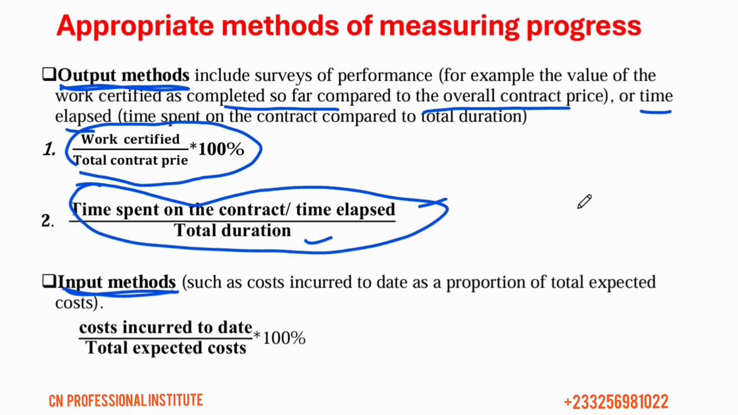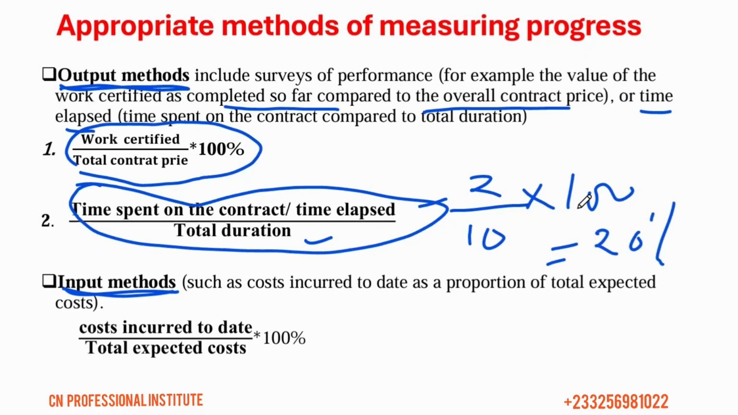So if you spent 2 years and the duration, the life of your project, will take 10 years, then you take 2/10 by 100. Are you following? So you take just 2/10 by 100, which should give us something like 20 percent. So it means that the work is 20% complete if you are using time. So is this time spent on the contract or time elapsed over the total duration?